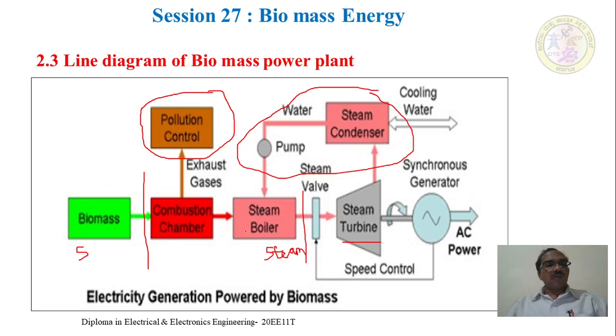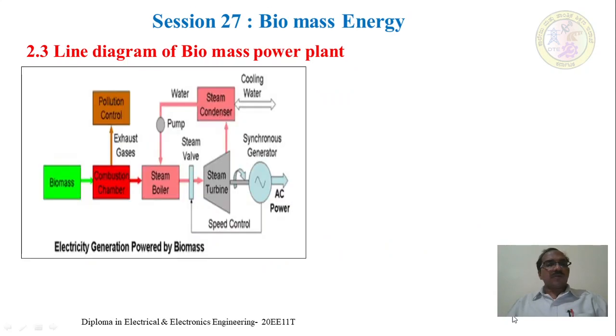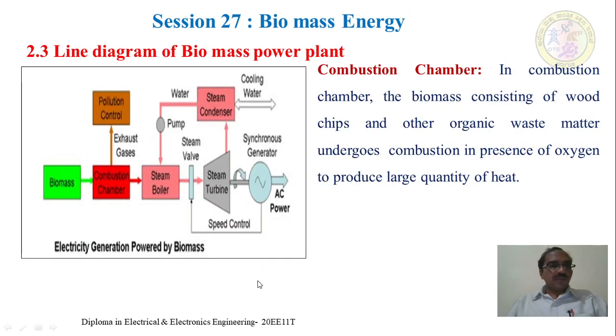So this is the flow diagram of your basic biomass power plant. We will see one by one how it works. The first one is the most important: after pre-processing the biomass, it will be given to the combustion chamber.